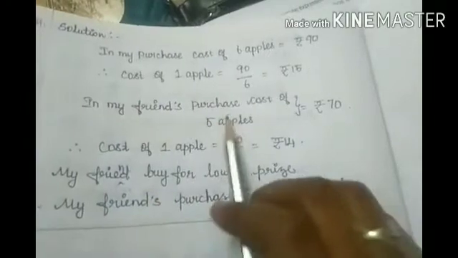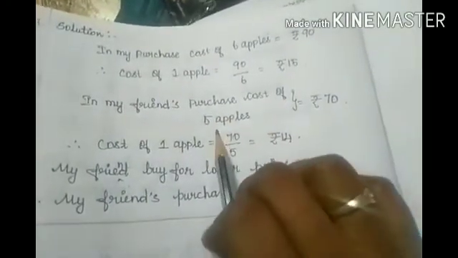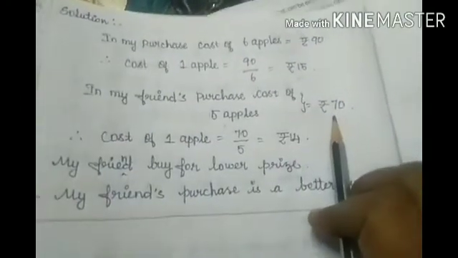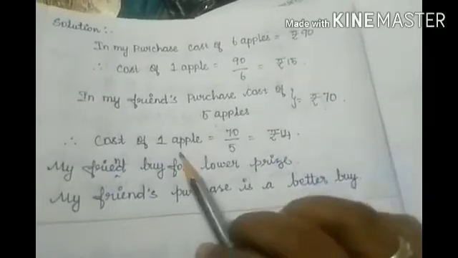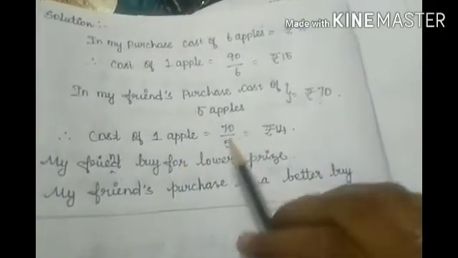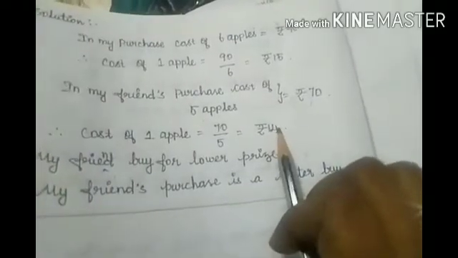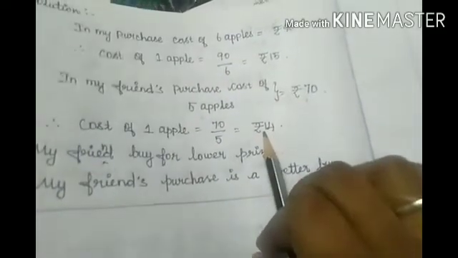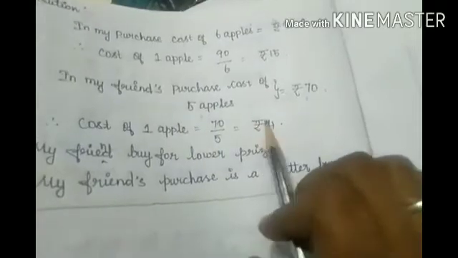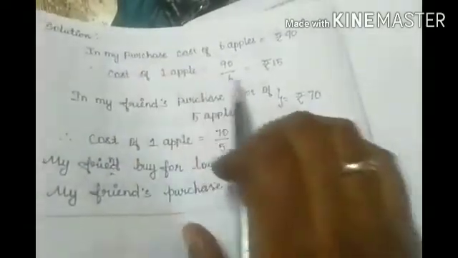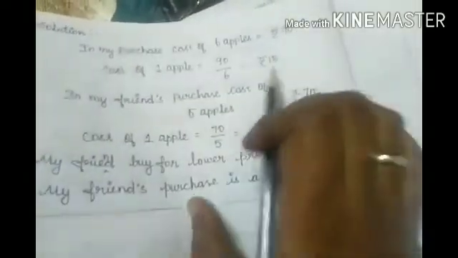In my friend's purchase, the cost of 5 apples. 5 apple எவ்வளோக்கு வாங்கியிருக்கான் என்னோட ஃப்ரெண்டு? 70 rupeesக்கு. So cost of 1 apple equal to 70 by 5. We going to cancel means the answer is 14. 1 apple rate is 14. My friend purchase 1 apple is 14. My purchase rate is 15.